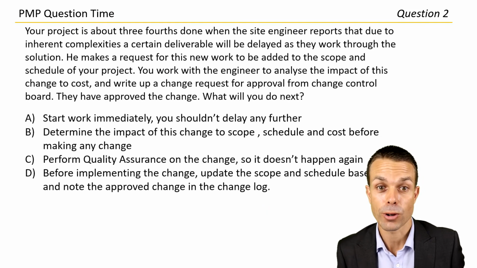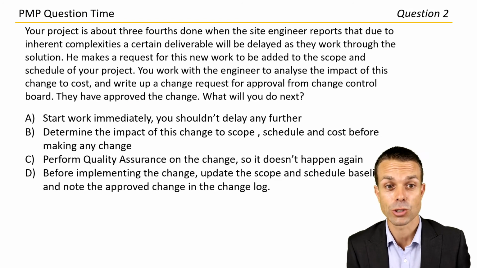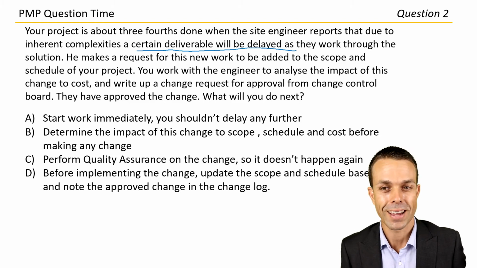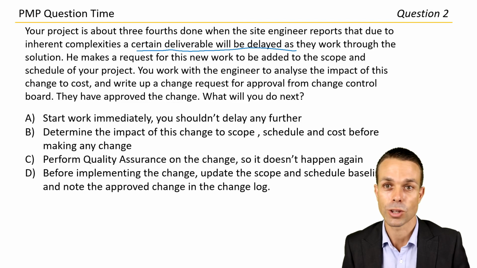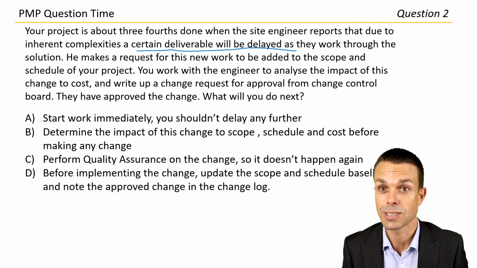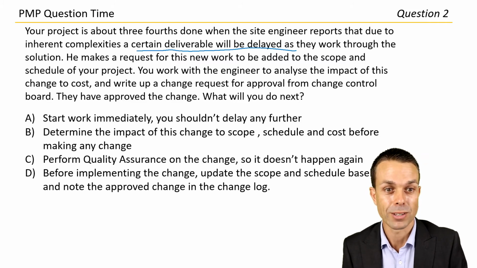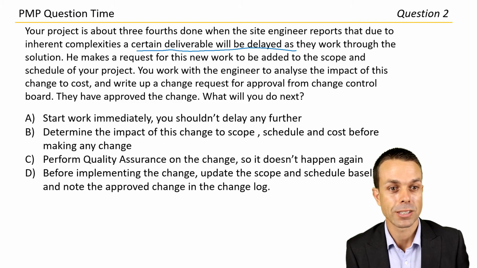Your project is about 3/4 done when the site engineer reports that due to inherent complexities, a certain deliverable will be delayed as they work through the solution. Okay, this is great. And this is kind of the way that they'll say these questions on the PMP exam. They're really scenarios, and it's what will you do in this situation? I actually found it quite daunting when I went through it myself, but it's really good to know. So he makes a request of this new work to be added to the scope and schedule of the project.